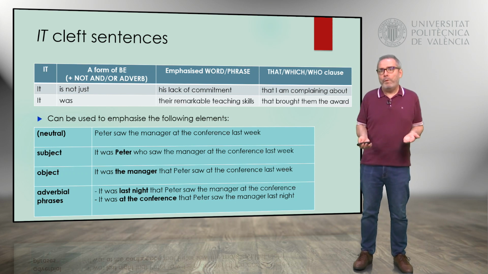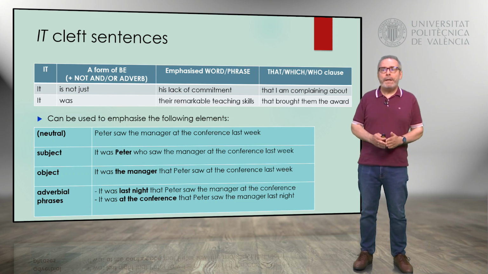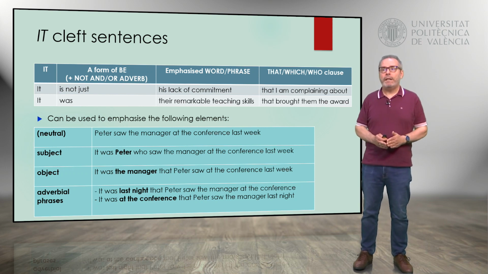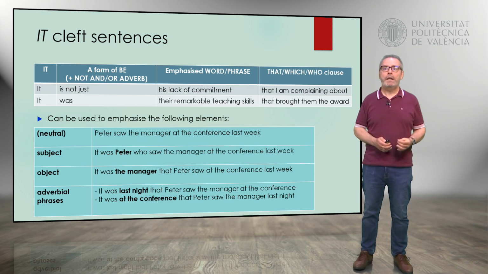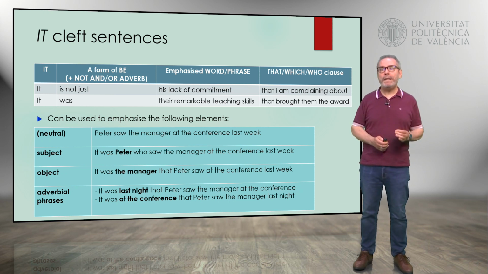The neutral or normal clause would be Peter saw the manager at the conference last week. We could emphasize different elements with an it cleft sentence. The subject, it was Peter who saw the manager at the conference last week. We can emphasize the object. It was the manager that Peter saw at the conference last week.